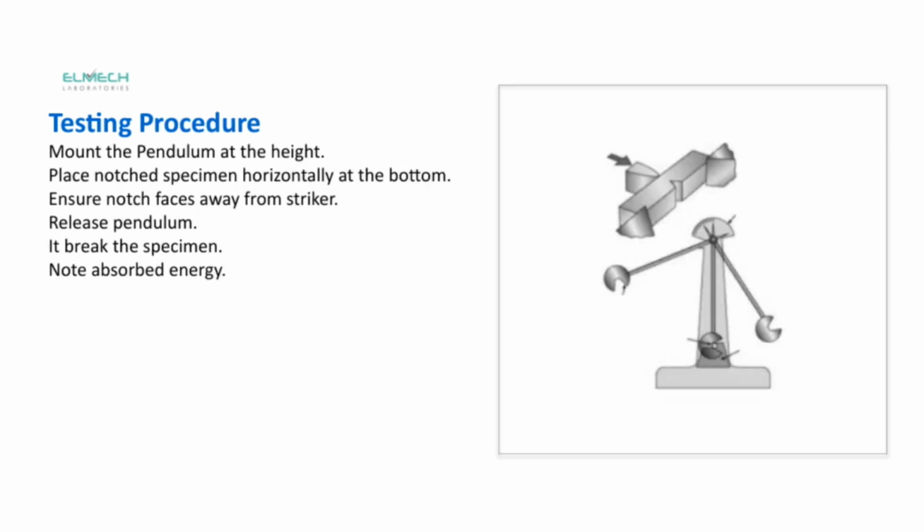All right, let's walk through the testing procedure. First, you want to mount the pendulum at a specific height, making sure it's secure and stable. Then, take your notched specimen and place it horizontally at the bottom of the setup. It's important to position the notch so that it faces away from the striker. This ensures the impact occurs precisely where you want it to.